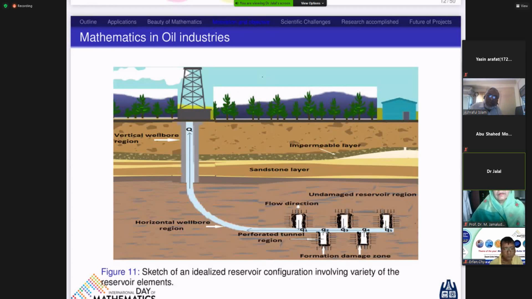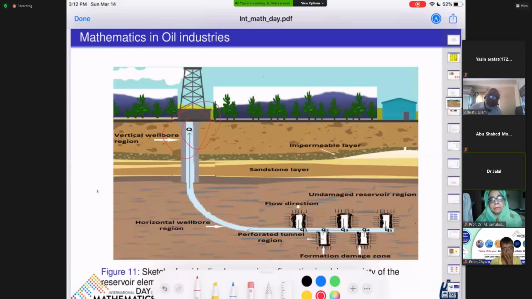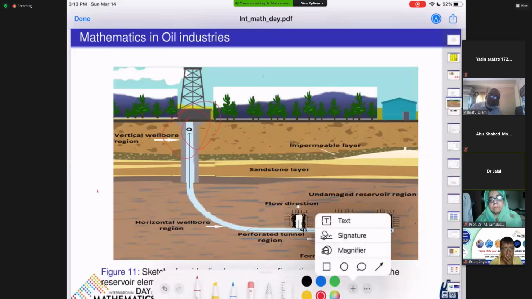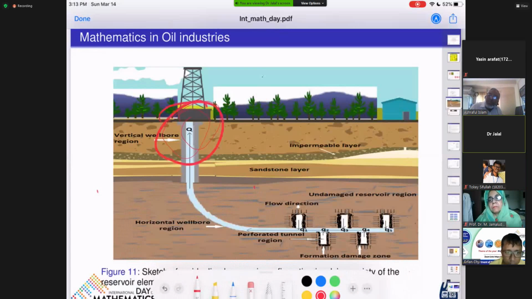So in the figure, what is in this figure? If I use mine, is it visible for you? Yeah, we can hear you. It's okay. Is it visible for you? Yeah, we can see it clearly.